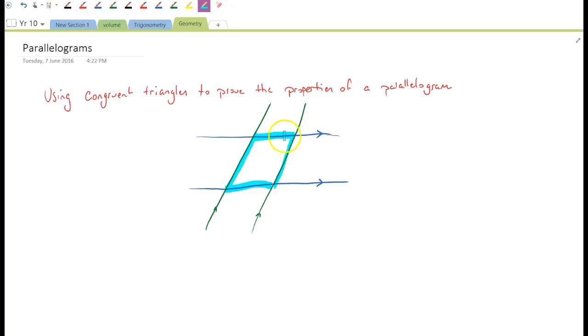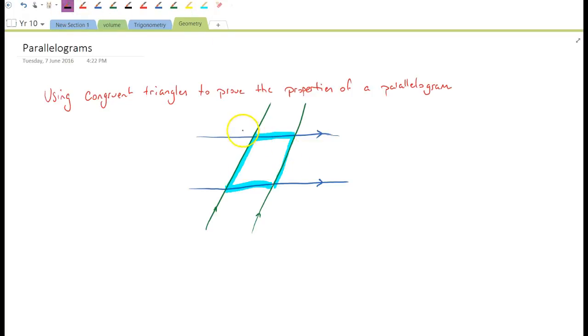So if we've got a quadrilateral where both pairs of opposite sides are parallel, what I want to show is I want to use congruent triangles to prove that those opposite sides will therefore be equal to each other. So a parallelogram with parallel opposite sides has opposite sides of equal length. That's what I want to be able to prove. So let's have a look here.